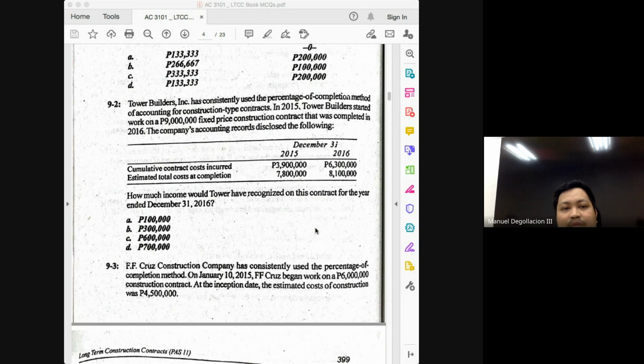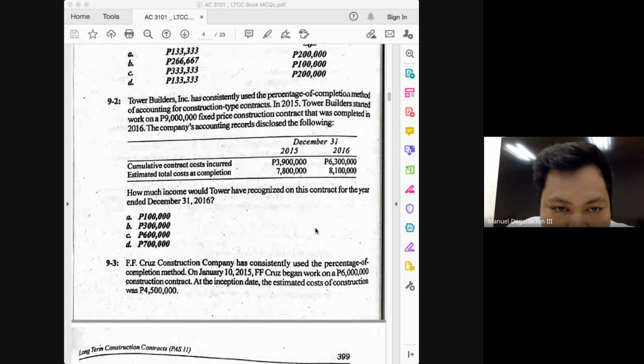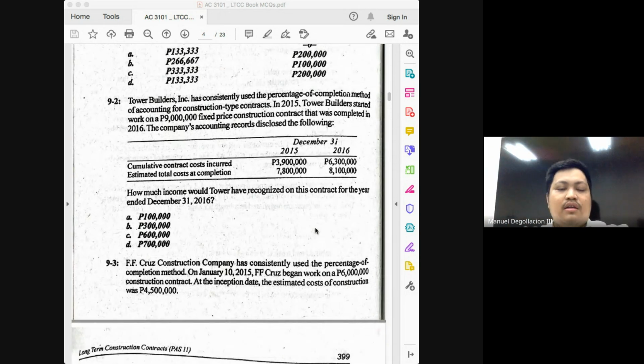Okay, let's proceed to problem 9-2. Question here is, how much income would the company recognize on this contract for the year ended December 31, 2016? 2016 is the second year of the project. As I've mentioned before, you need to solve for the previous year for you to solve for the second year. But let's go over the problem first.